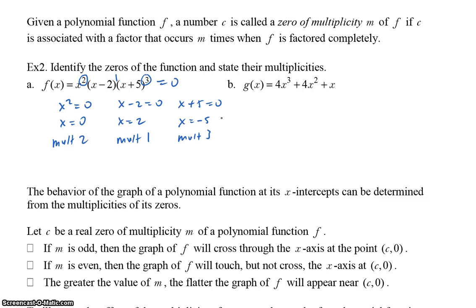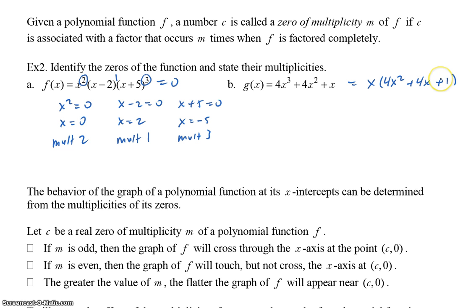For the second example, the difference here is that the polynomial is not written in a factored form, so we have to factor it ourselves. In this case, we notice that each term has a factor of x. So let me factor that out of each term. If I factor an x out, I'm left with 4x squared plus 4x plus 1.